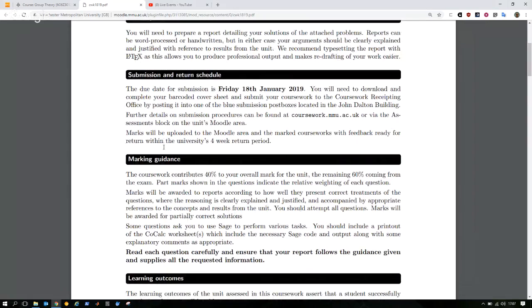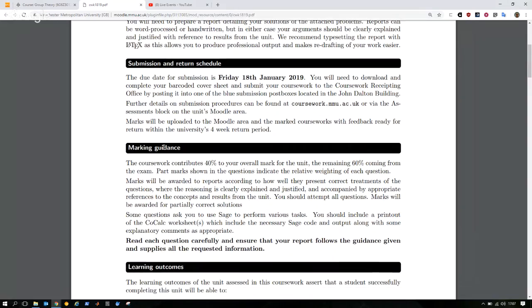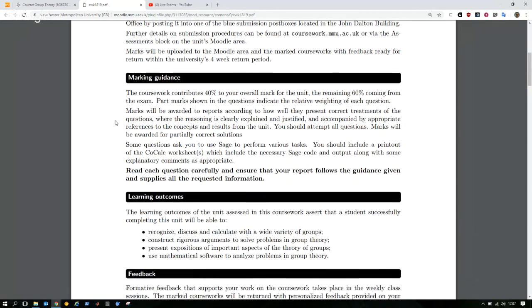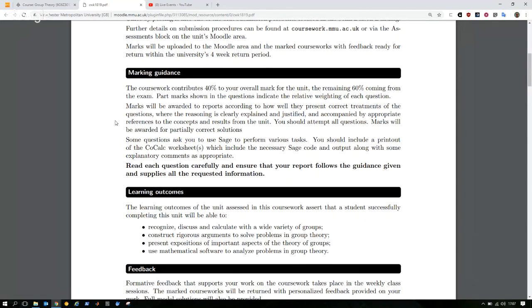And you can get full marks with handwritten solutions. Submission date is Friday, the 18th of January. I guess you're used to submitting stuff. It's 40% of the unit. There's indications of the part. Well, there's 4 questions and they're 25 marks each, I believe.